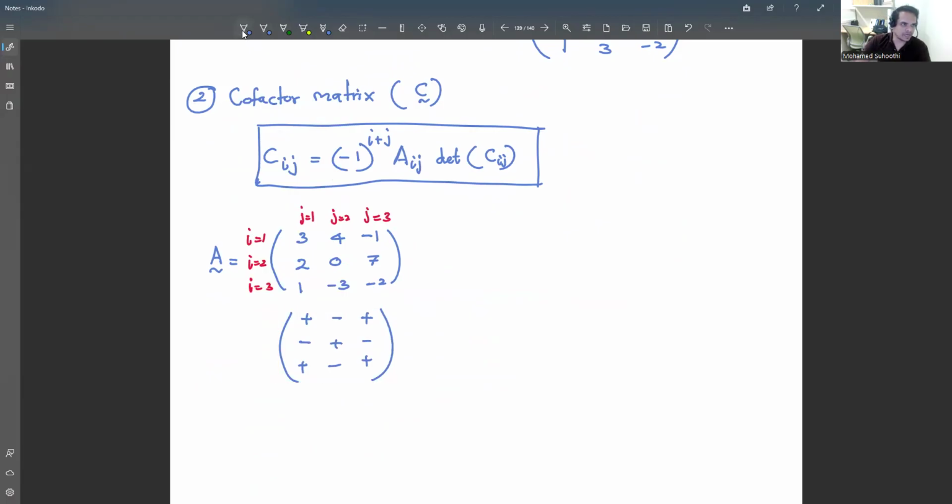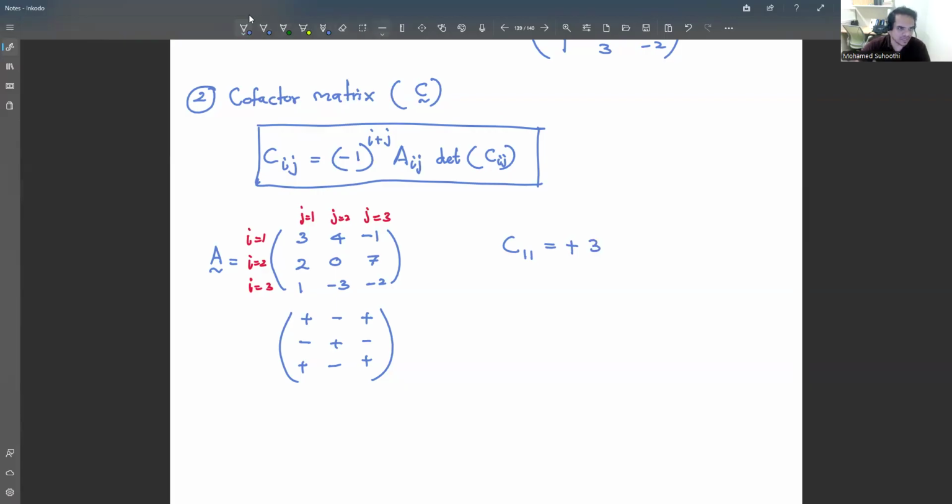Now, let's say I'm going to write the cofactor. That means cofactor matrix C11, the first element of the cofactor. So what I have to do? First, minus 1 to the power i plus j, that is actually the sign, right? That sign is plus. Then write 3, the element. Then what you have to do?